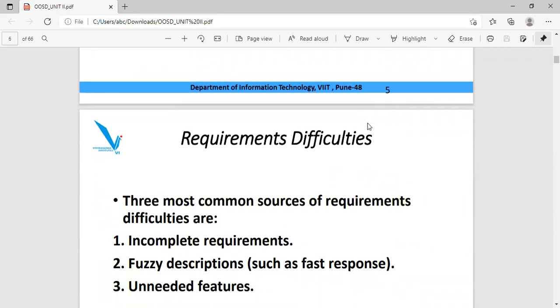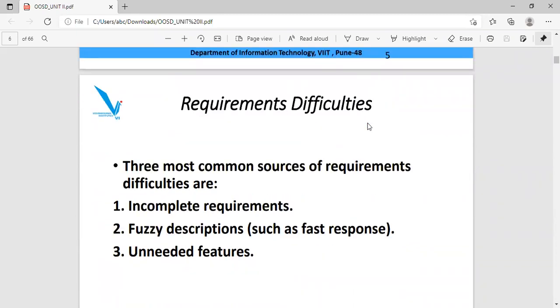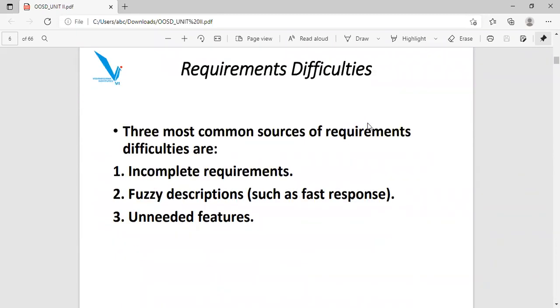So what are the different difficulties we are facing here? This is the most important aspect in terms of software engineering, which is given with the help of requirements.